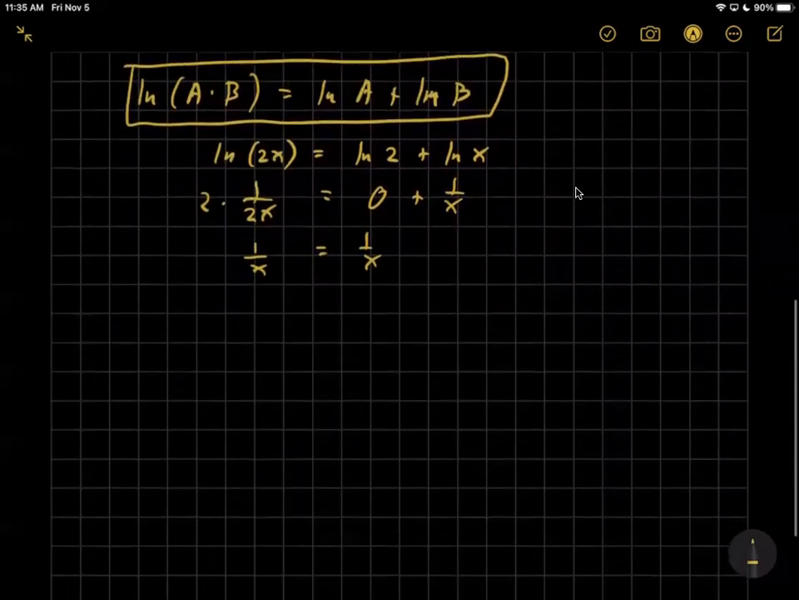Now, let's move on to the division rule. So here's my division rule.